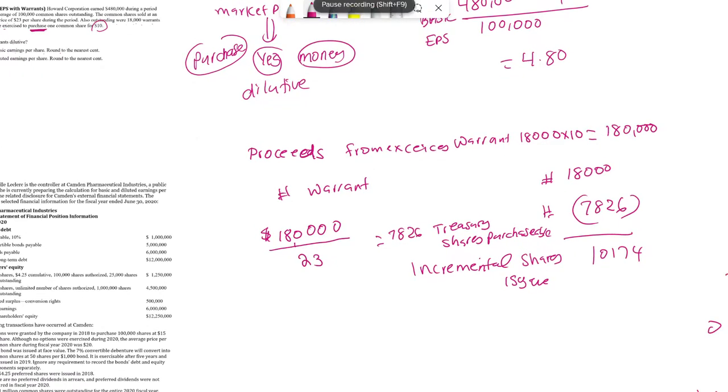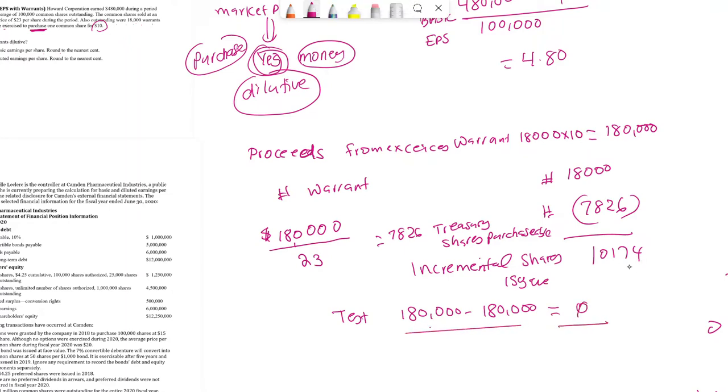Now, are they in the money? Yes, they are in the money, because we already know that they're in the money and they're dilutive. When you test it, you have 180,000 minus the 180,000. You exercise it and use the same amount to purchase your own shares. At the top is 0, at the bottom will be your incremental shares that are issued. In this case 101,740, it will still be 0, it will be ranked number 1, they will be in the money.